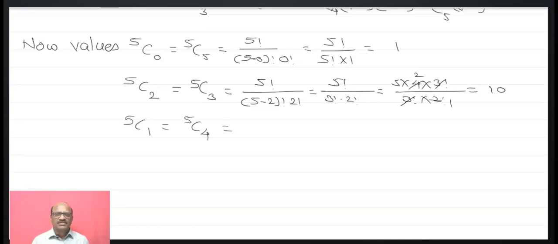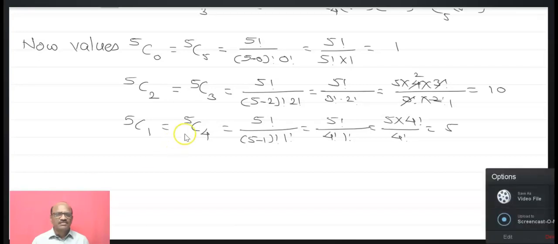So next value is 5c1 is equal to 5c4, that is 5 factorial upon (5 minus 1) factorial into 1 factorial, and that is equal to 5. Again I will explain here. 5 factorial upon (5 minus 1) factorial into 1 factorial. Write the 5 factorial as it is upon 4 factorial into 1 factorial. That is, 5 factorial can be written as 5 into 4 factorial upon 4 factorial. These 4 factorials get cancelled and you are getting 5 there.